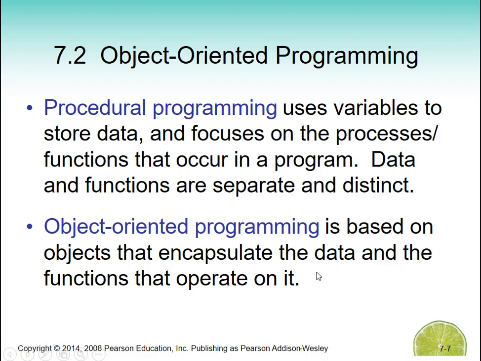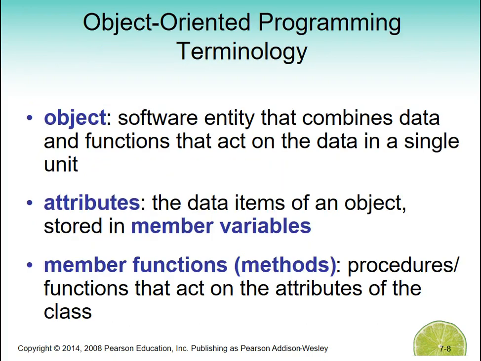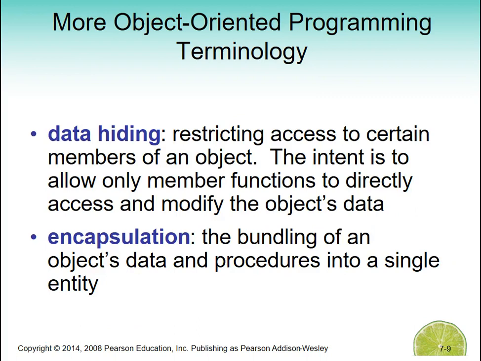Object-oriented programming encapsulates both the data and the functions into one single object. So the object is the entity that combines both the data and the functions. The attributes, or what we call the member field variables, or what you will often hear called instance fields, are the data items for that object, and then the functions are the actions. So you want to think of the attributes as the defining characteristics. Like in our circle example, the radius was a defining characteristic, and then the member functions are those actions.